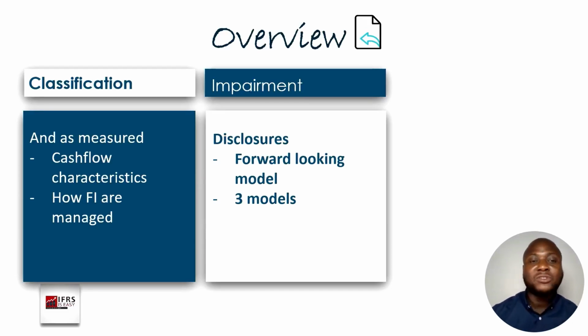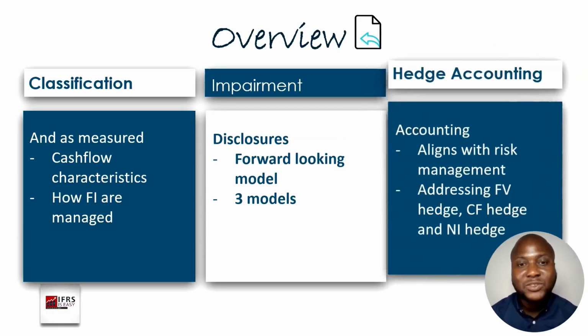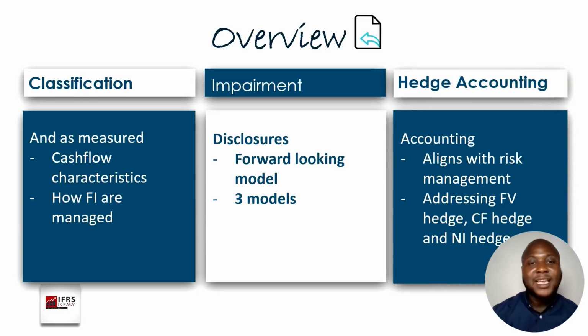And IFRS 9 also introduced three models. Before, under IAS 39, there was really no specific model that helps to account for impairment allowances under financial instruments. So IFRS 9 introduced three models as well. And now the next one is hedge accounting. Hedge accounting becomes more clarified under IFRS 9 and talks about how companies are supposed to actually manage their risk in that regard.